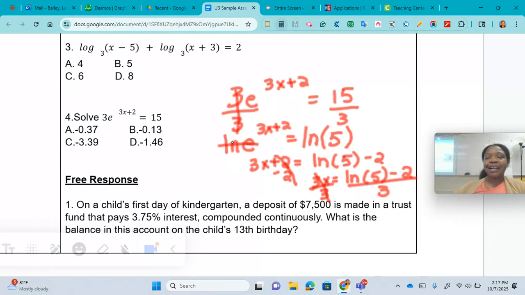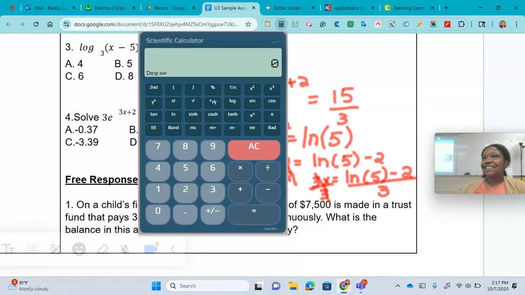Now I need to plug this into my calculator to get these values. So I got my handy dandy calculator out. So we're going to have the natural log, which is my ln. Sorry, I forgot. I got to actually put the number 5 first and then natural log for this type of calculator. All right. Natural log of 5 is this value here. Then I'm going to subtract 2 and then divide it by 3. And my answer is negative 0.13.